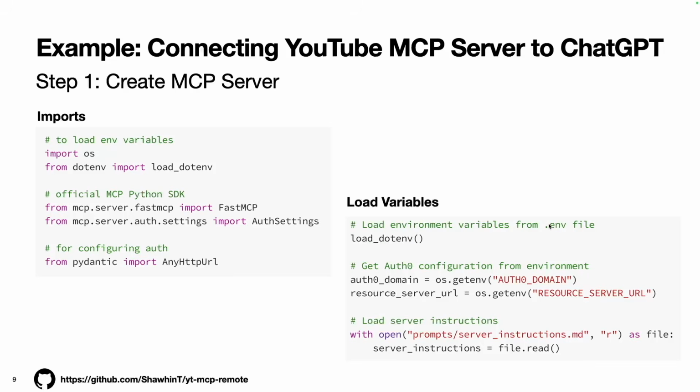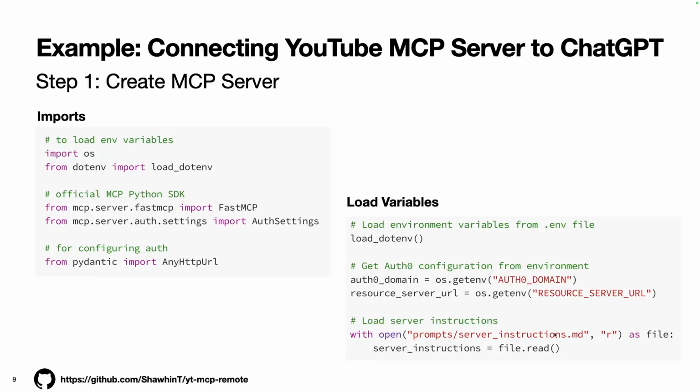You'll use the .env file if running this locally, but if running this remotely, we're going to use a secrets manager, which we'll see later in Railway. But basically, this is going to make available to the Python code all the environment variables. So we'll have a few different environment variables, including this Auth0 domain, as well as this resource server URL. The Auth0 domain is basically the URL of the authentication server, and this resource server URL is going to be the URL of our MCP server.